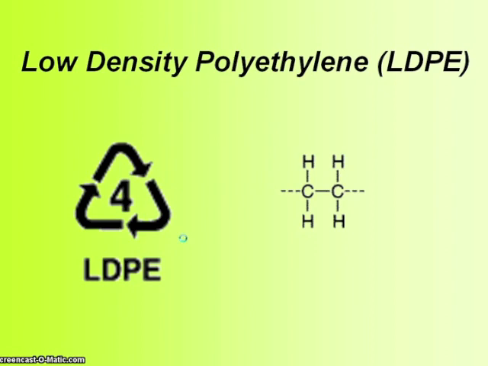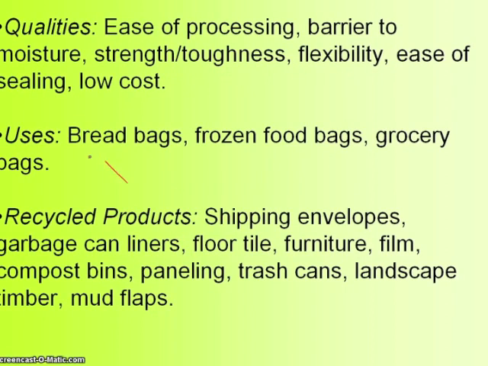Now your low density polyethylene, bread bags. It's good to use for it. Frozen food bags. So you know these are going to be very thin, ease of processing. It's a barrier to moisture. It's not going to let moisture through, which is good if you're going to put frozen things in the freezer. You want to keep the moisture off it.